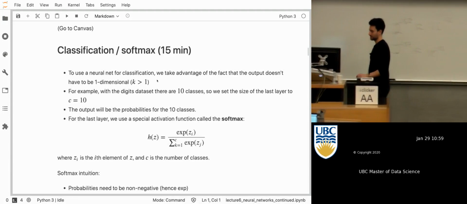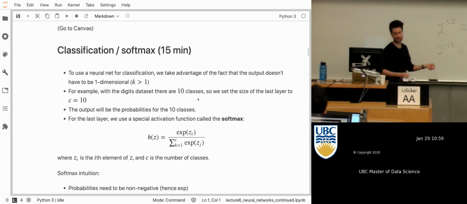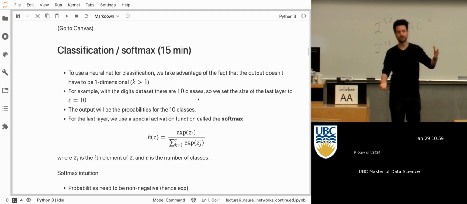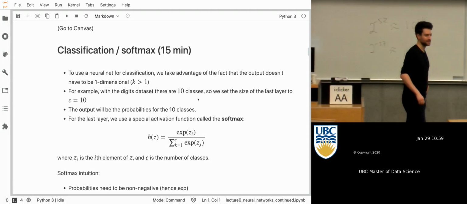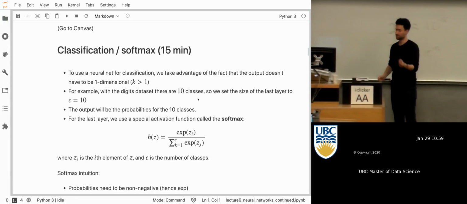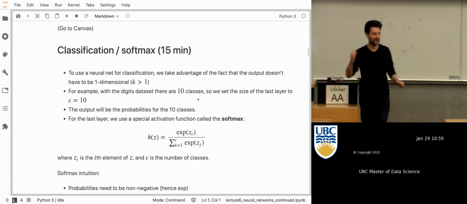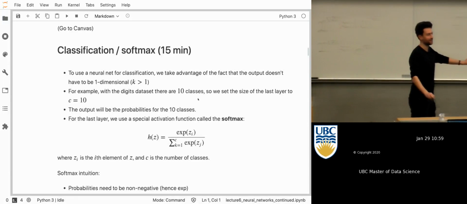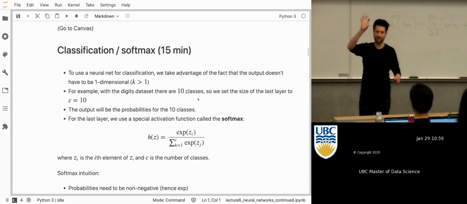But when you're using neural networks for classification, for example in the lab, there are 10 classes for the digits data set. You actually have 10 outputs, and those 10 outputs are the 10 probabilities for the 10 classes: the probability that it's a 0, the probability that it's a 1, the probability that it's a 2. The softmax is a special activation function that you use on the last layer when you're doing classification, and it is different from all the other activation functions because it isn't individually applied to each unit.